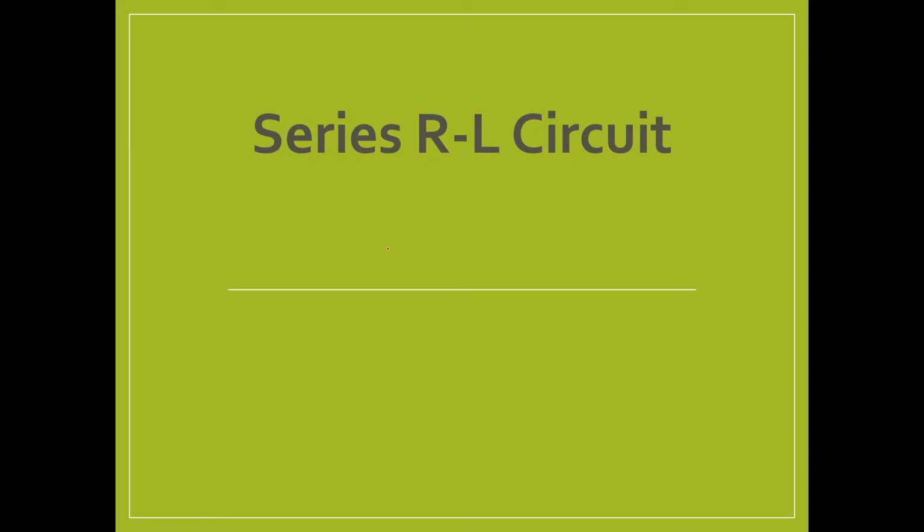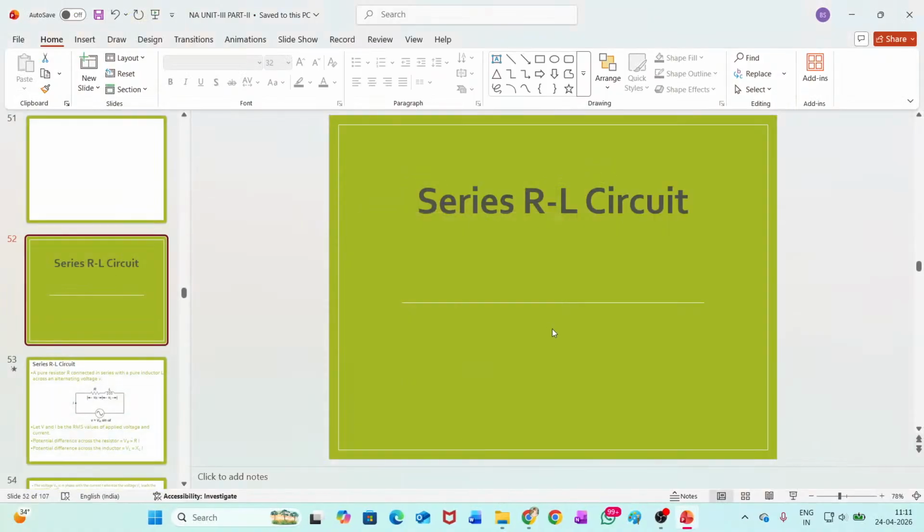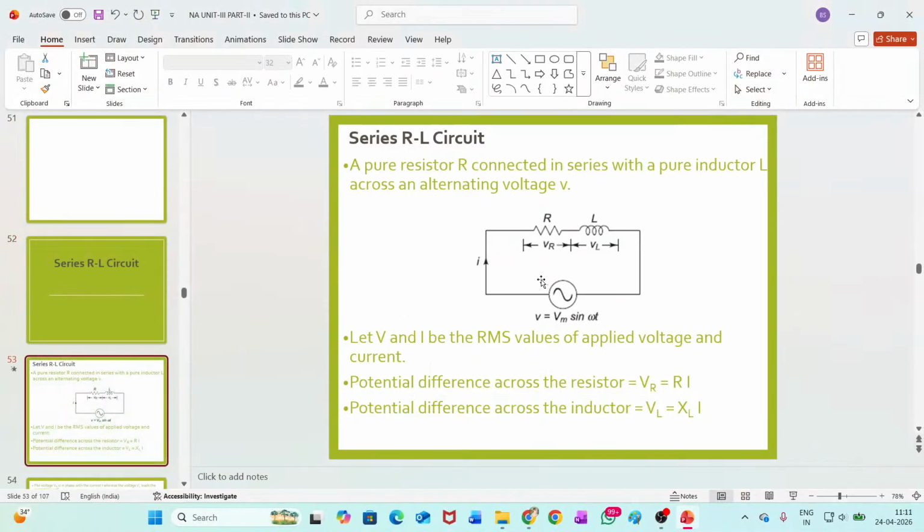So steady state analysis of RL circuit. Here I have considered a series RL circuit, where a resistor and inductor are both connected in series. The source voltage is V equal to Vm sin omega t, the voltage across the resistor we assume VR, the voltage across the inductor we assume VL, and the current through the whole circuit is I.